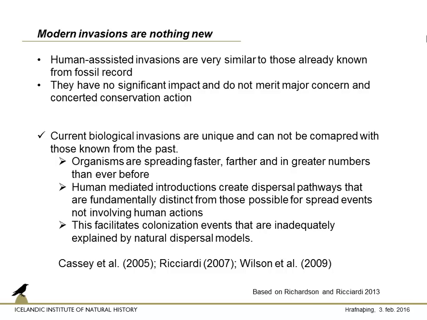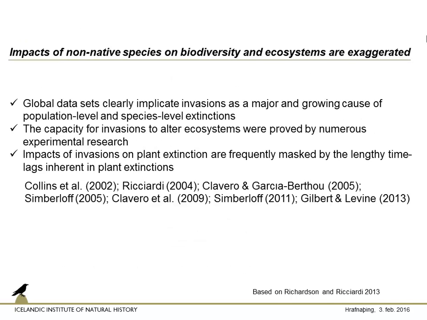The human impact facilitates colonization events that are inadequately explained by natural dispersal models. So that's the main difference between the modern invasions and the invasions that we know from the past. Another point that is frequently raised by opponents of invasion science, they often say that the impact of non-native species on biodiversity and ecosystems is exaggerated.